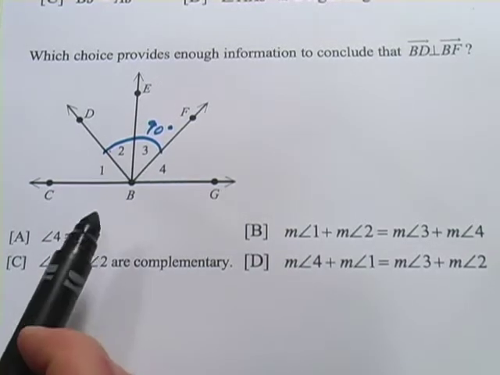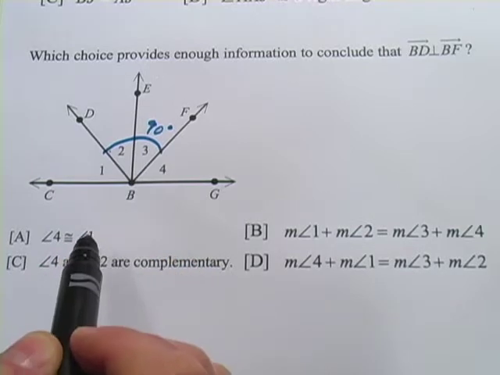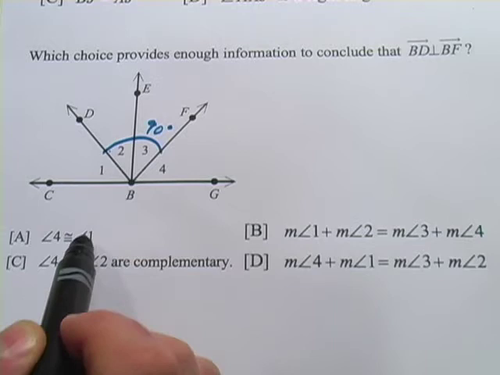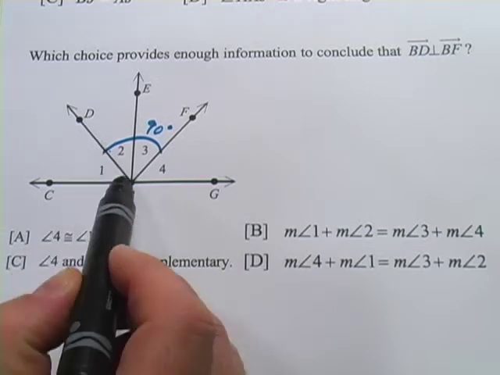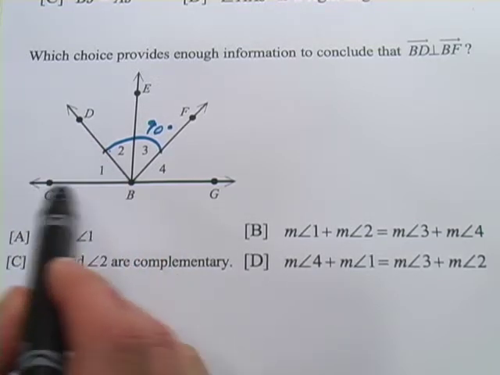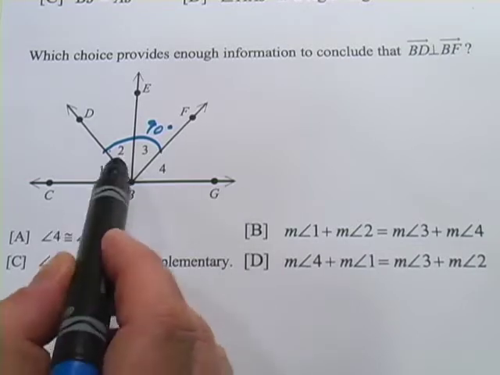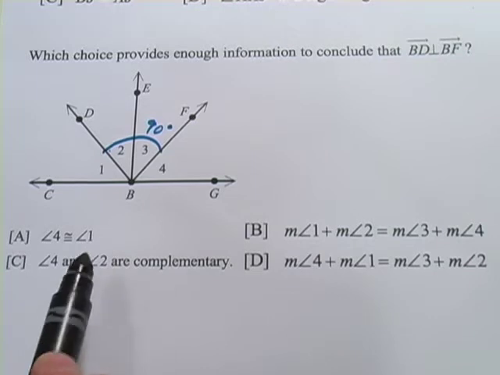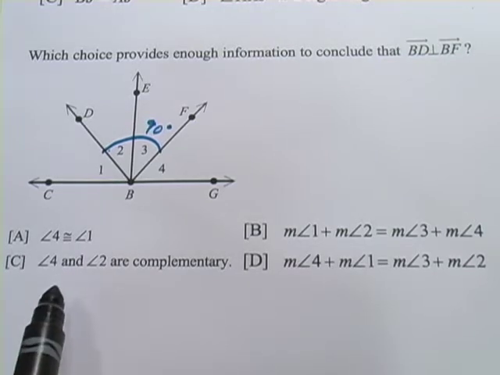Right now, we don't have any measures of these angles, so they could be anything. It looks like it's 90 degrees right now, but this ray BD could be much closer to the line here, and 2 could be much bigger. This one could be in a different spot. So let's see what information we get here and how we can play around with it.